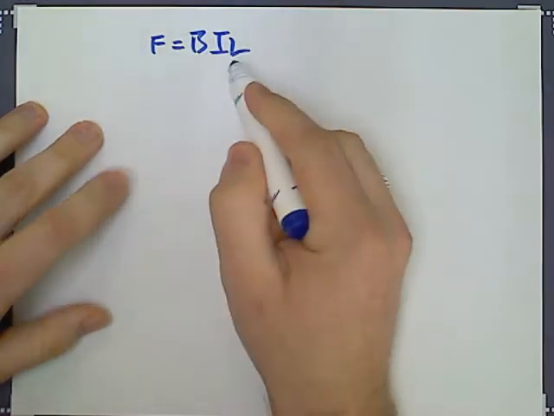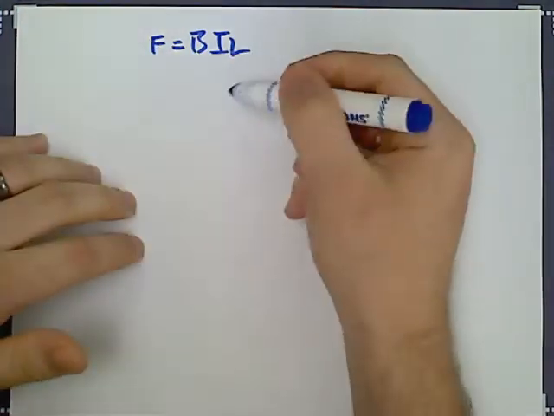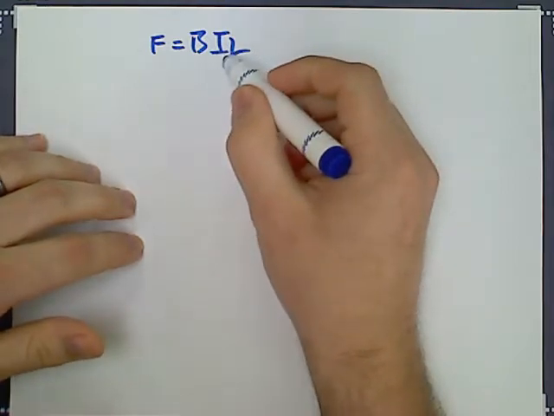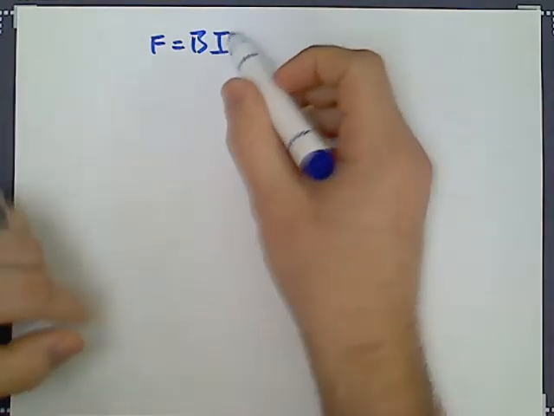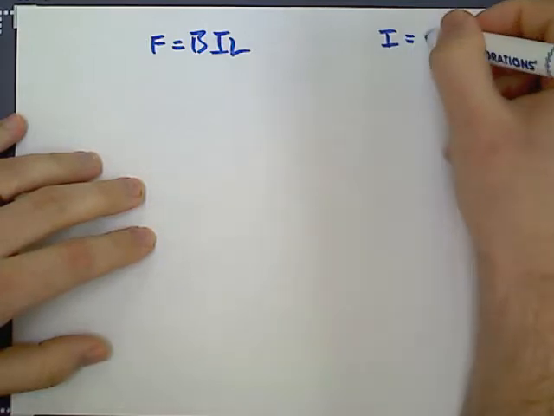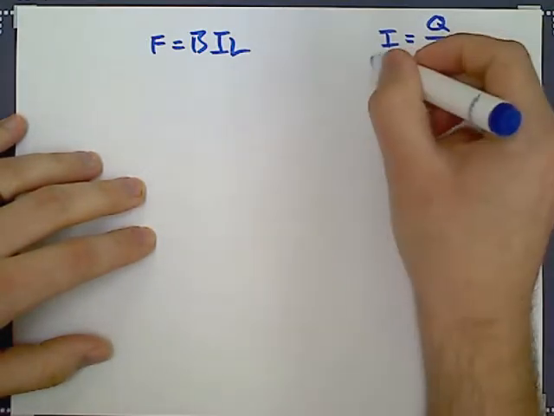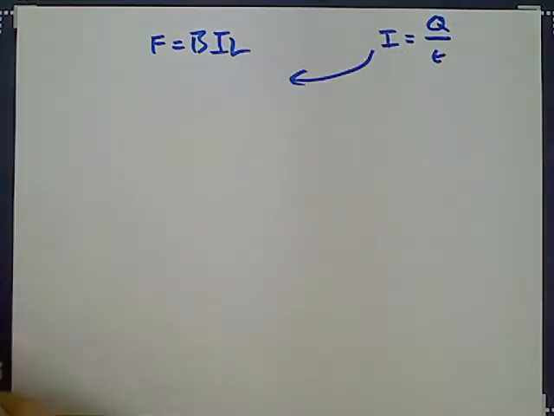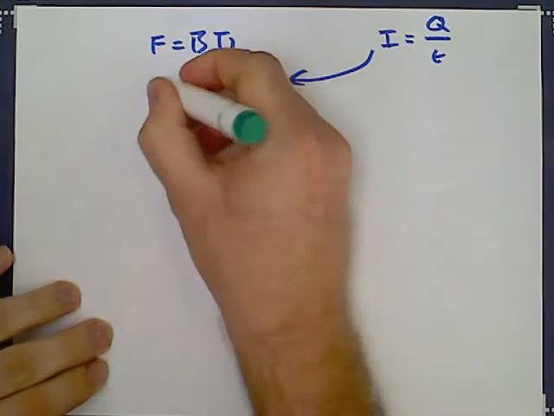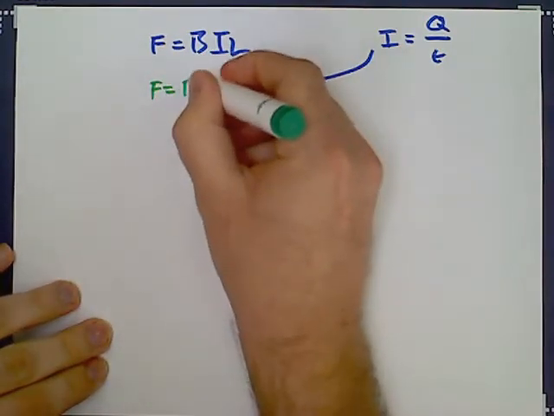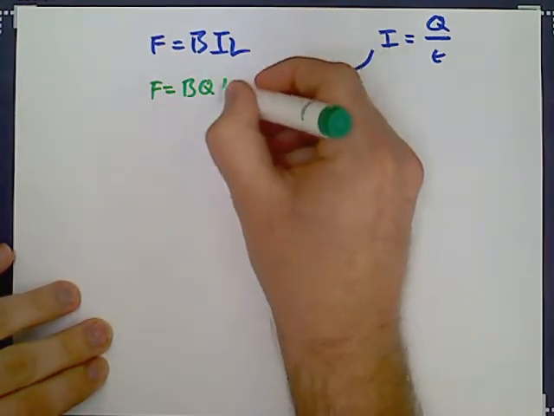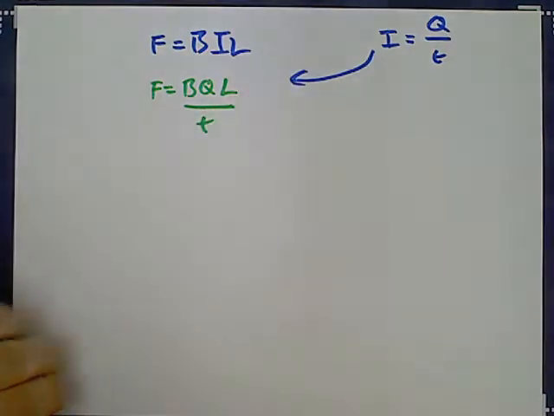And we would potentially have a current because we've been dealing with a current, but for all intents and purposes, it's not a current in a wire. So we can define the current as the amount of charge per unit time. And we can then input this into the equation we've just got. So now we end up with an equation that is force is equal to BQL over T.